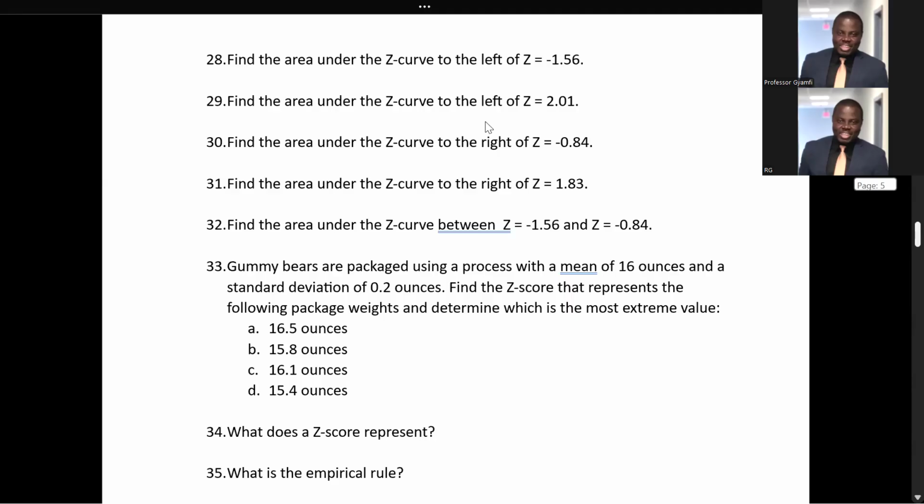All right. Now let's look at problem 28. Find the area under the z-curve to the left of z equals negative 1.56. So the first thing I would do, as I already told you in class, is to draw. So I'm going to draw.